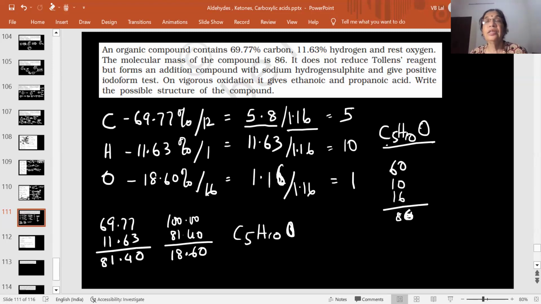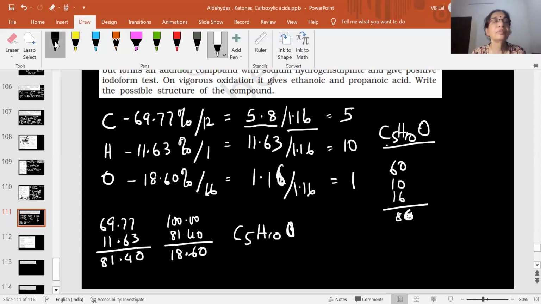Right. Now it does not reduce Tollens' reagent. What do you understand by that? It does not reduce Tollens' reagent.